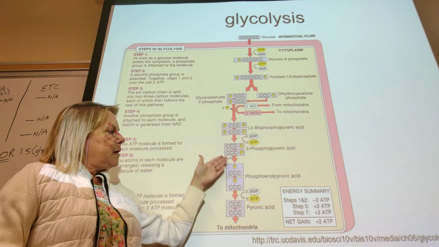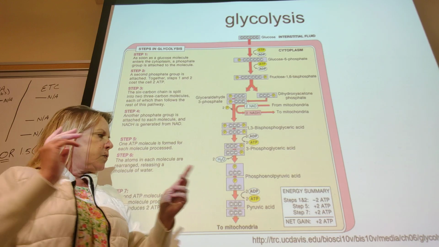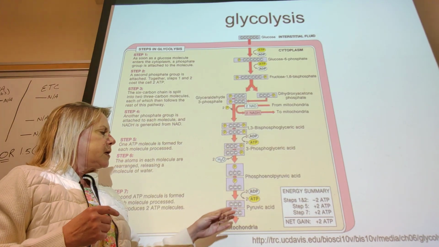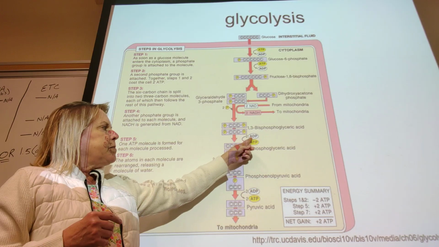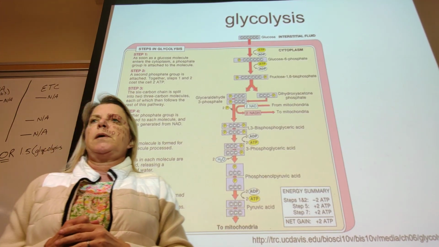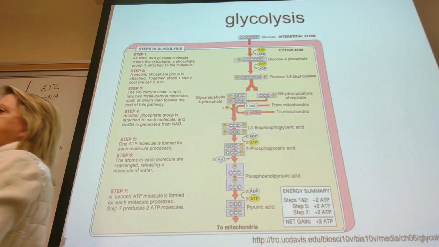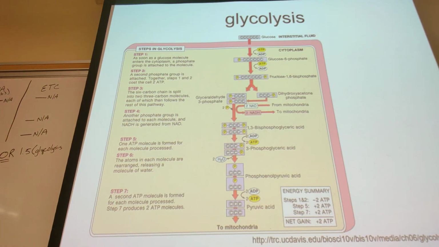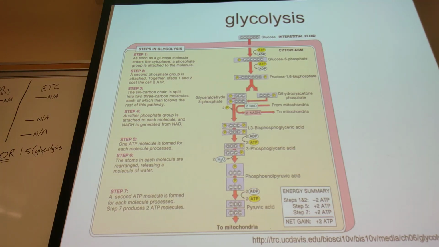Then we get the payoff phase. As we continue to rip and rearrange these phosphate groups and take them off, we actually make back 4 ATP. 4 were made total, but what was the net gain? 2. If we had to invest 2 and we get 4 back, we're still up by 2, but we don't have all 4. We had to invest some. Number of coenzymes, 2 NADH.